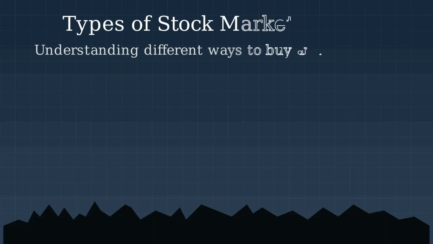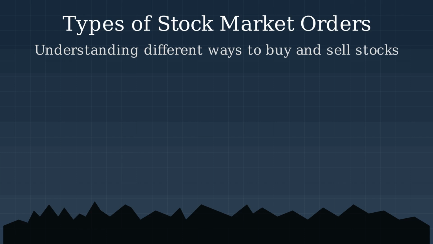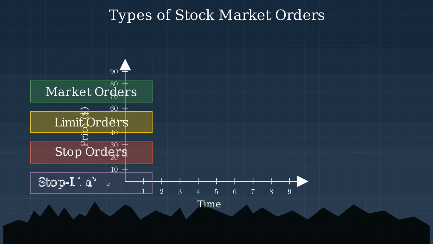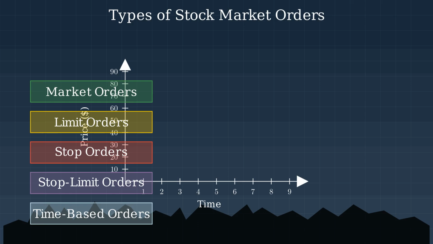Stock market orders come in several varieties, each designed for specific trading strategies and situations. When trading stocks, investors use different types of orders to control execution timing and price. Let's explore each type of order and how they work in the context of market price movements.